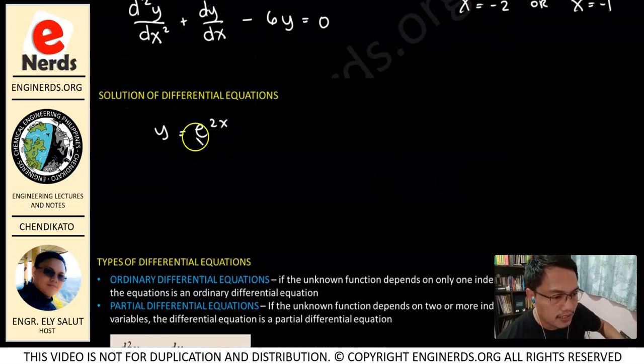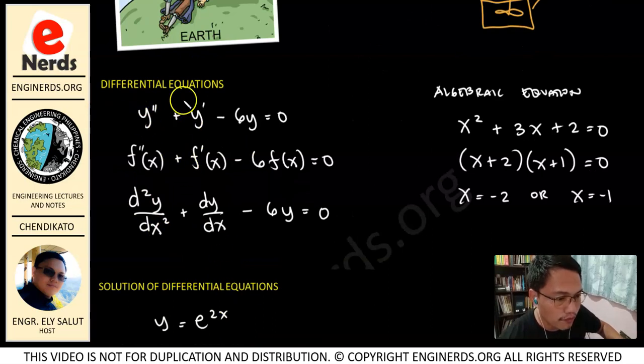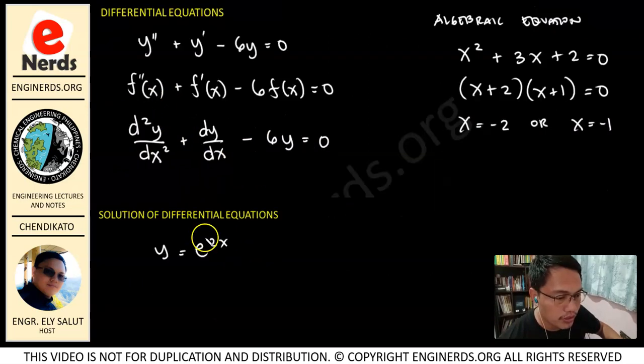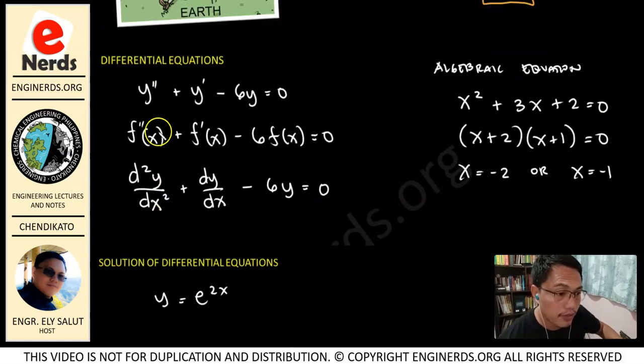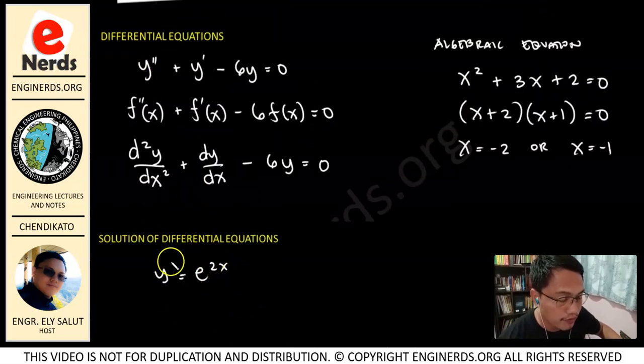So let us check if this is the solution of the differential equation. What we're going to do is find the first and second derivative of this equation, and then substitute that here, so that their values should be equal. What we see here is y double prime plus y prime minus 6y is equal to 0. That means when we substitute the second derivative and the first derivative here, our answer should also be equal to 0.